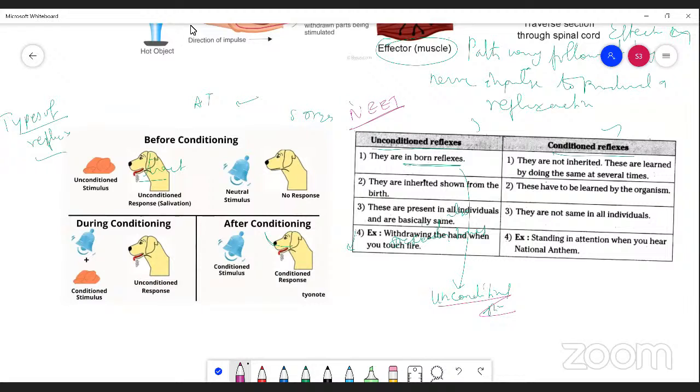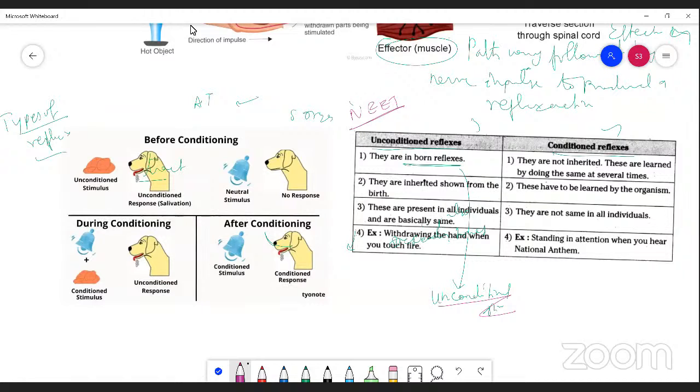It does not need any past experience, as well as knowledge or training or anything. For example, we can say the unconditional response. See here, I have given the differentiation between the unconditional response and the conditional response. Unconditional response is inborn reflexes for an unconditional stimulus. It does not need any past experience, knowledge, training, anything. For example, blinking of the eye.